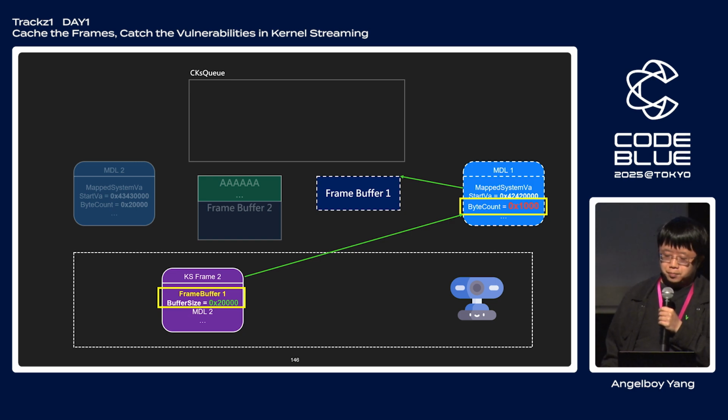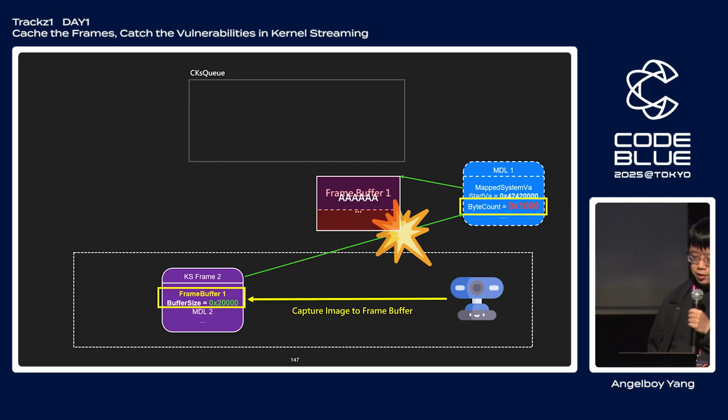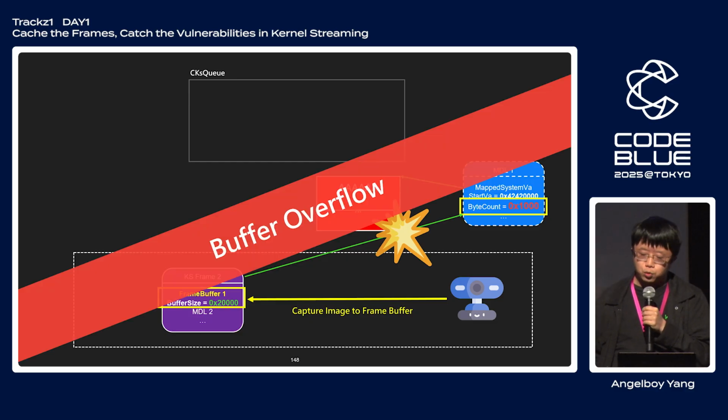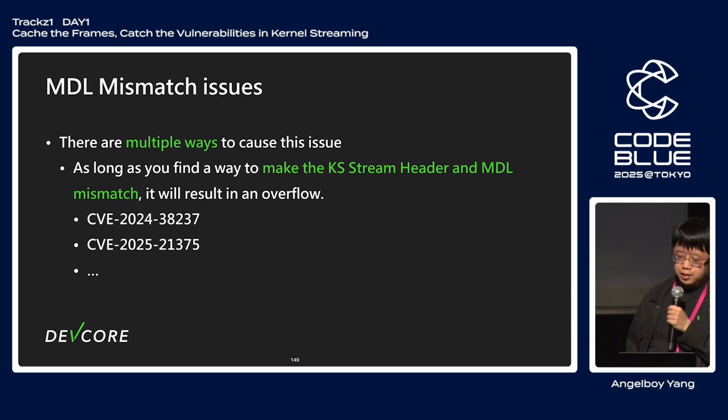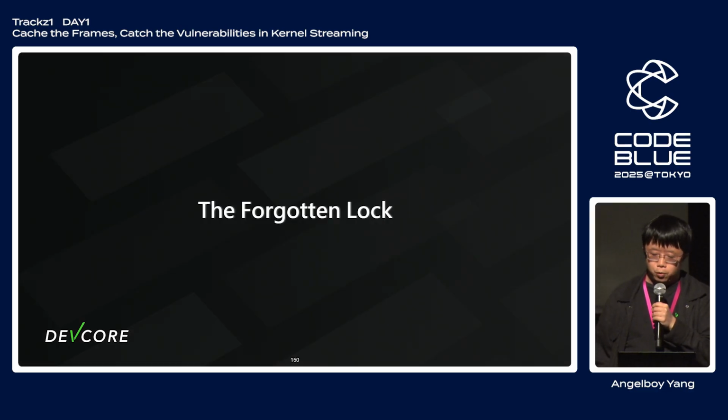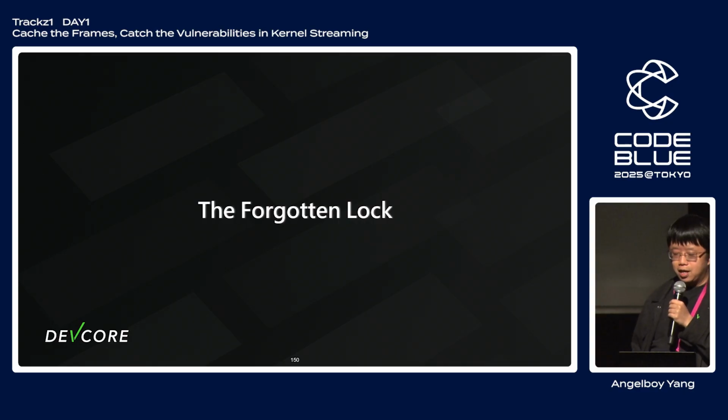The worker refers to the cache frame structure to determine where and how much data to copy. However, here's a problem. For the second cache frame, the actual buffer size is only 0x1000, but the size in the cache frame is 0x20000. So when the worker uses the size during the copy operation, it attempts to copy 0x20000 bytes into a small buffer. As a result, this leads to a buffer overflow. In fact, several of the vulnerabilities we discovered are related to this issue. If you can find a way to make the cache string header and MDO mismatch, you can easily trigger a buffer overflow.